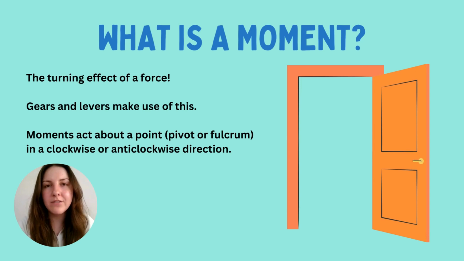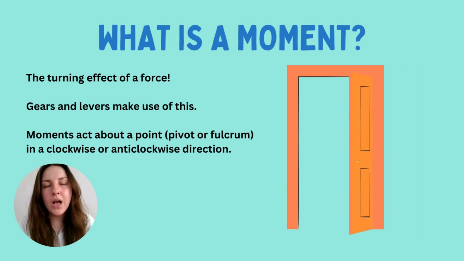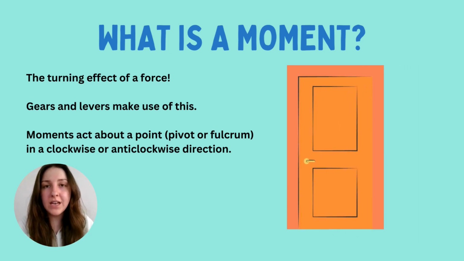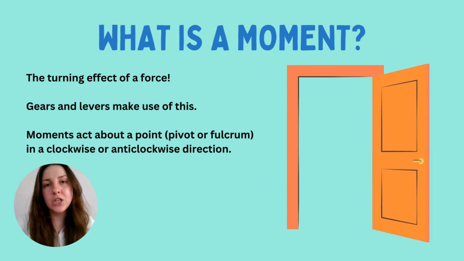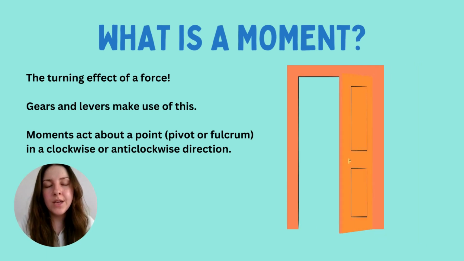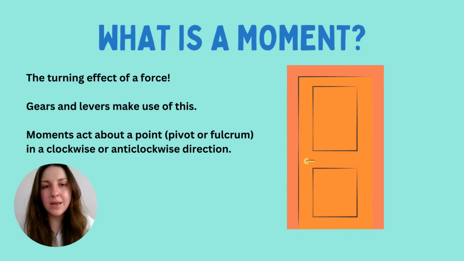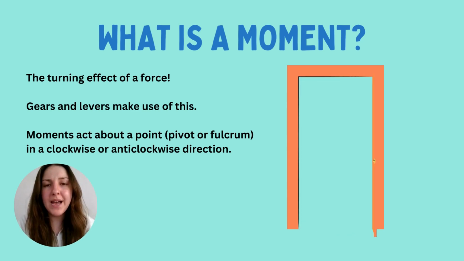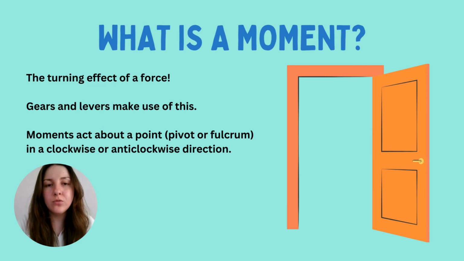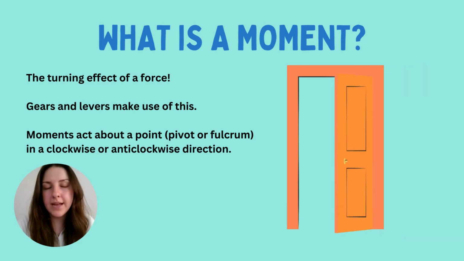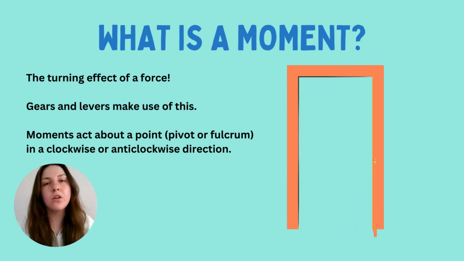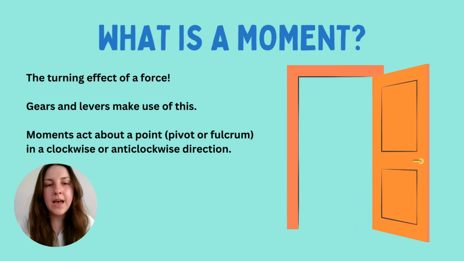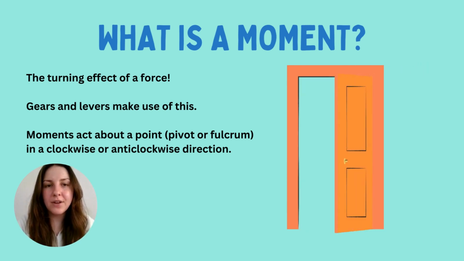And lots of different products utilize moments, and we can calculate moments as well. So gears and levers, perhaps in a bicycle, in doorways, those hinges that help you open and close a door, all of those different devices utilize this idea of a moment. A moment acts about a point, often called a pivot or a fulcrum, and essentially this helps that object to rotate in some way, either clockwise or anti-clockwise.